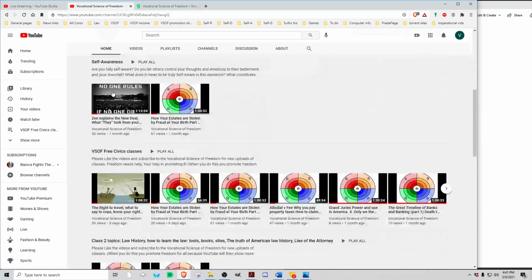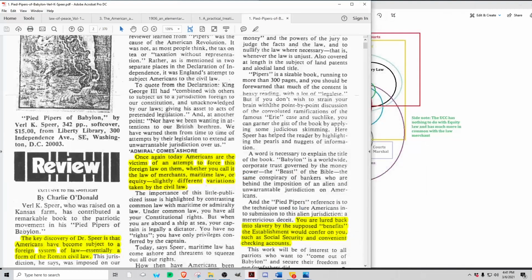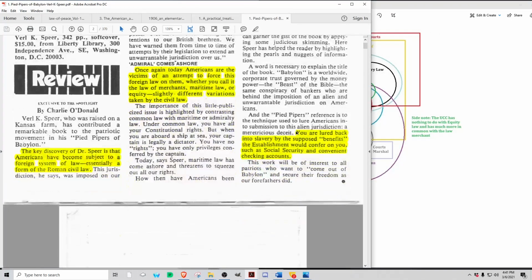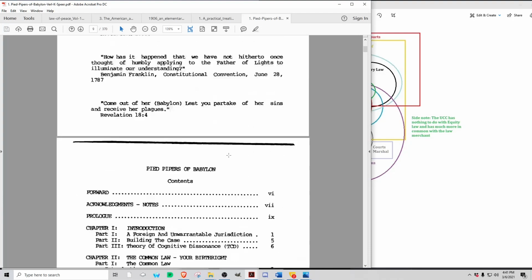And it's the one that says no one rules if no one obeys. That's the one that you want to click on, and it'll show you all of the history of what this law merchant system is and how they brought it in to lure you back in here from the aspect of the benefits, right? Table of contents here. We'll just cover it real quick.